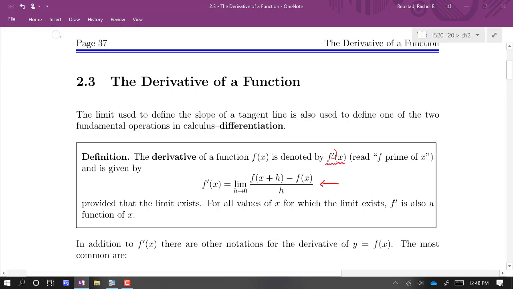It's important to note that f prime of x is also a function of x. So f of x and f prime of x are not the same function. They're related to each other, but they are not the same function.